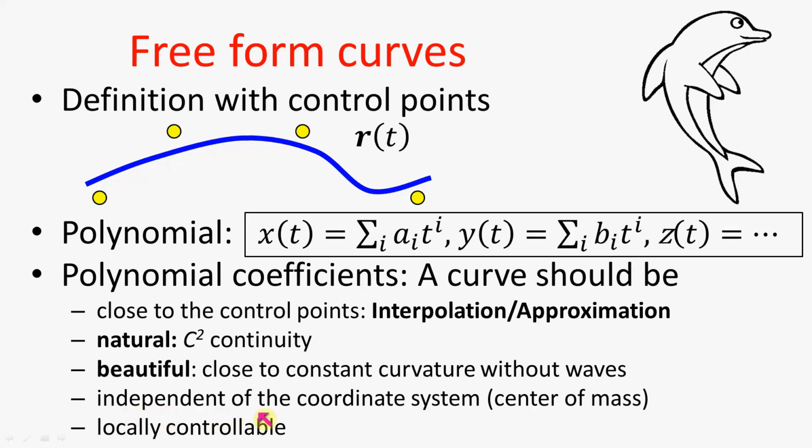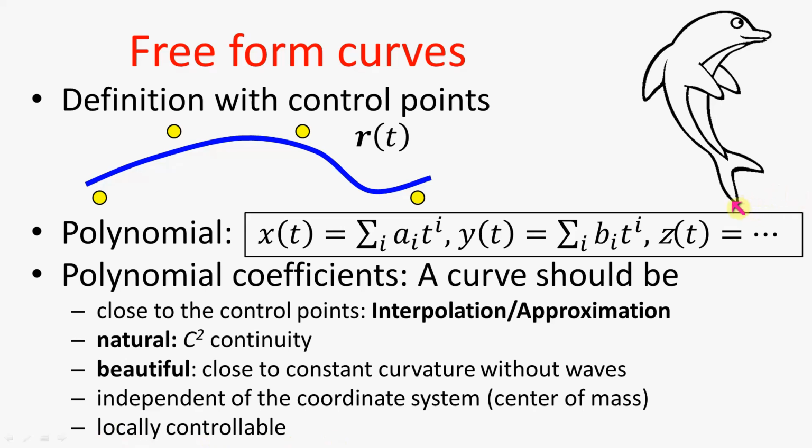This independence of the coordinate system will be guaranteed by the fact that we define a point of our curve as a center of mass of an appropriate mechanical system. The center of mass is an objective category. We can feel it when we touch an object. This center of mass doesn't change if we modify the coordinate system in which the object and the point are represented. There is a final wish which is called local controllability.